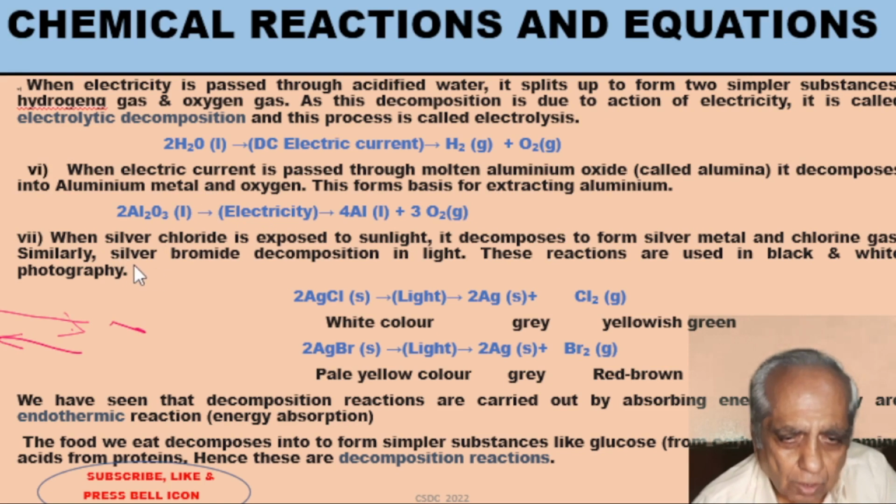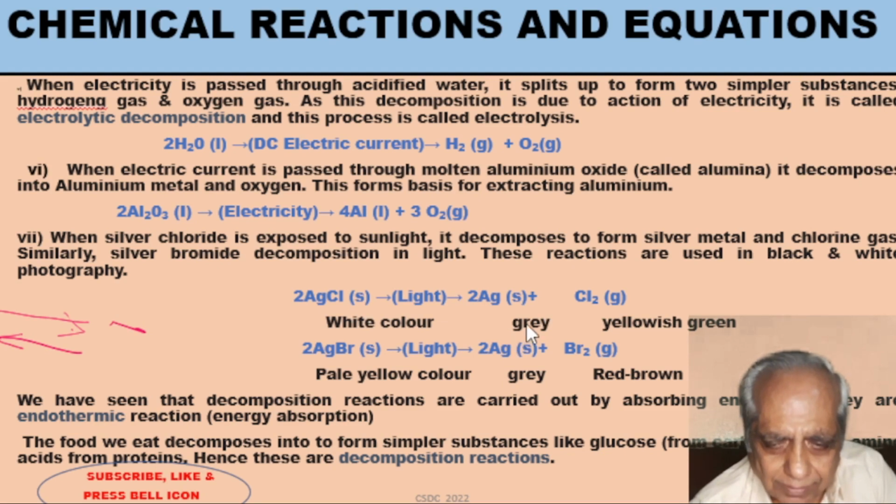Okay. Now I am taking sunlight as a source of energy. When silver chloride is placed where sunlight is falling on it, it will get decomposed into silver and chlorine. Silver is grey in color and chlorine is yellowish green. So silver chloride, which was a white solid, has turned grey. This was used in photography when films were there, which have become outdated now. At that time we were using this.